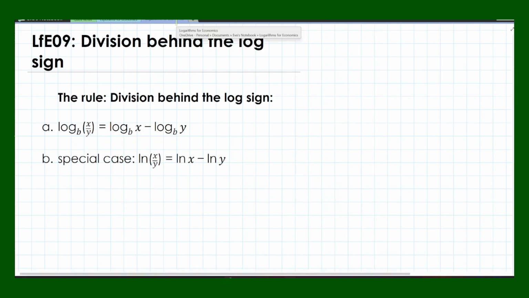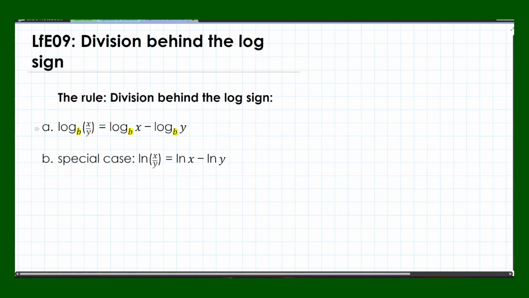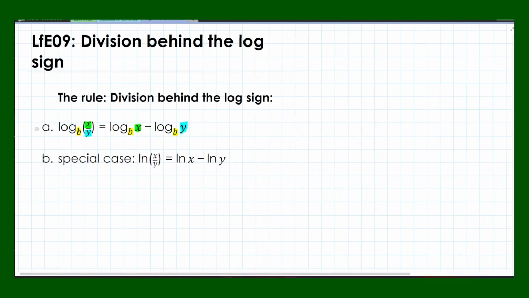And just as in the previous video, when we looked at what happens to a log when there is a multiplication behind it, let us look at what's actually happening in the rule. First of all, we need to make sure that the bases are the same. But also, the numerator becomes a single argument and the denominator becomes another single argument behind the same log. And here is where the difference from the multiplication rule is: in the multiplication rule we had an addition, here we have a subtraction.